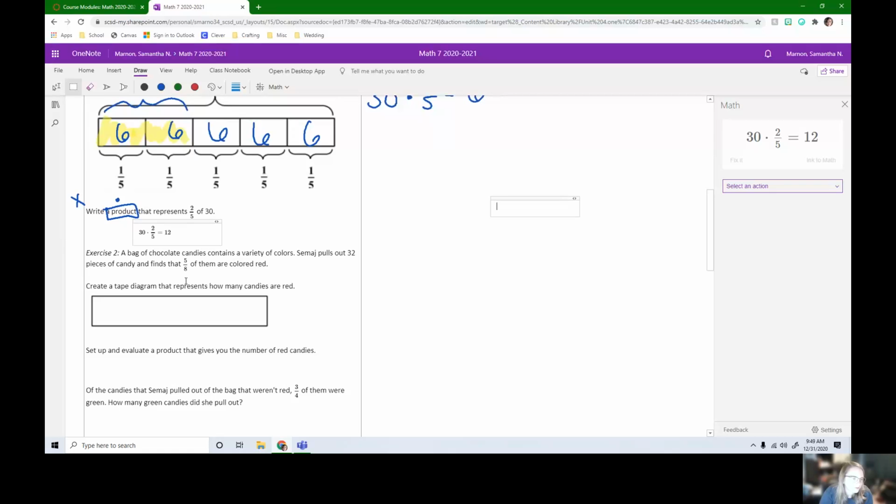So now we have exercise 2. A bag of chocolate candies contains a variety of colors. Samaj pulls out 32 pieces of candy, circle the numbers, and finds that 5/8 of them are colored red. Create a tape diagram that represents how many candies are red.